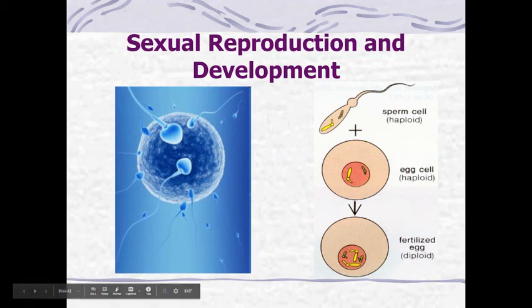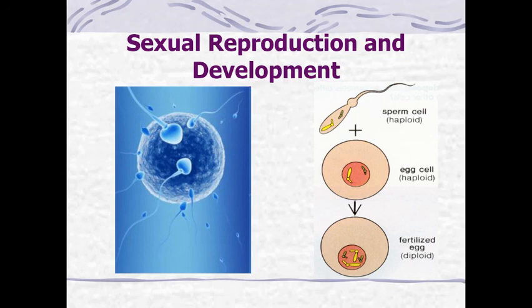So, sexual reproduction and development. The whole point of meiosis is to produce the gametes, which then will be able to come together in sexual reproduction and produce a fertilized egg that will then develop into a new individual.